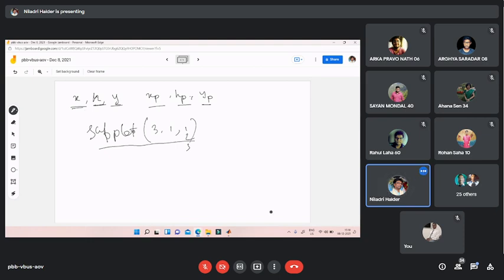After that, what will we do? What will the variation of T for X be? Okay, so what will be the variation of T for X? Can you tell me?